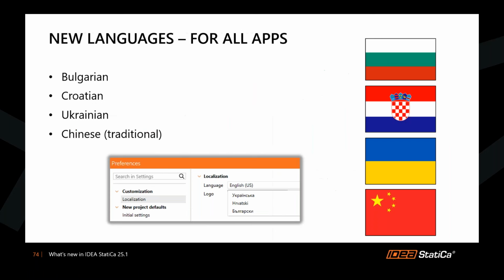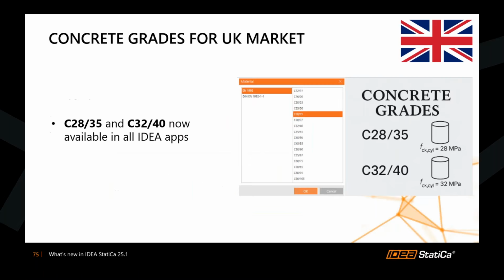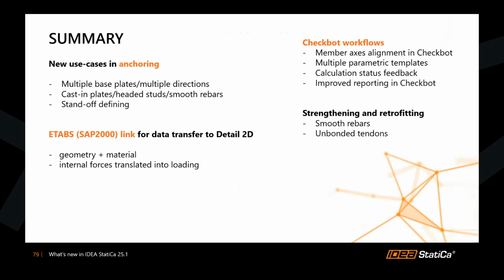Also, with extending our global reach within the user groups, now we added also 4 new languages into our apps. So Bulgarian, Croatian, Ukrainian, and newly also traditional Chinese language is available under all our IDEA StatiCa tools. You've already heard that we added new quite special concrete grades, mostly used in UK, so C28 and C32, now again in the default set of materials for concrete.